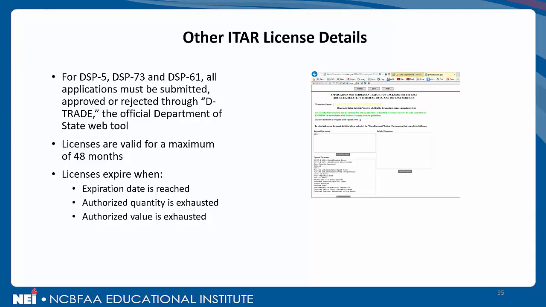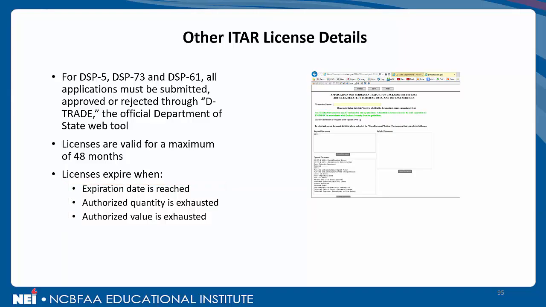Should a license application be approved, we see in our second bullet point, it is valid for a maximum of 48 months. And licenses will expire when an expiration date is reached, the authorized quantity in a license is exhausted, a license could very well have a maximum quantity associated with it, or, last sub-bullet point, the authorized value is exhausted. A certain value can be assigned.